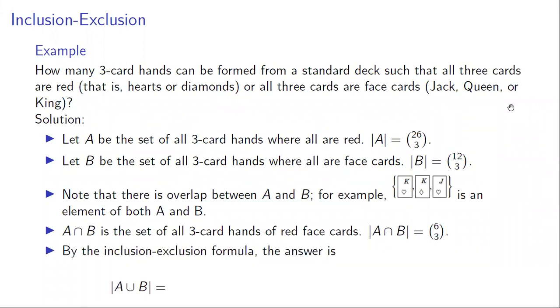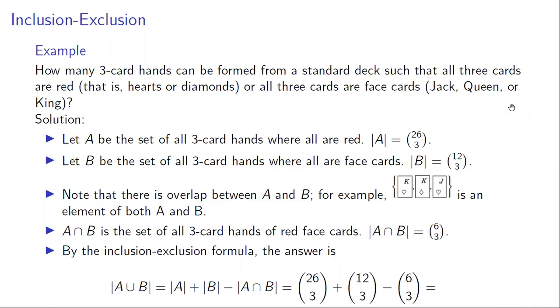Now, by the inclusion-exclusion formula, the answer to our question is the cardinality of A union B, right? So these are all 3 card hands that are either all red or all faces. That is the cardinality of A plus the cardinality of B minus the cardinality of A intersected with B, which is 26 choose 3 plus 12 choose 3 minus 6 choose 3, which comes out to be 2,800.